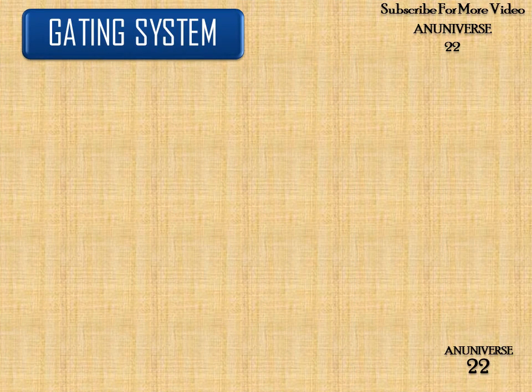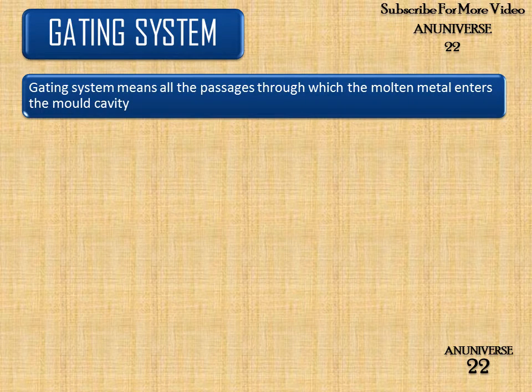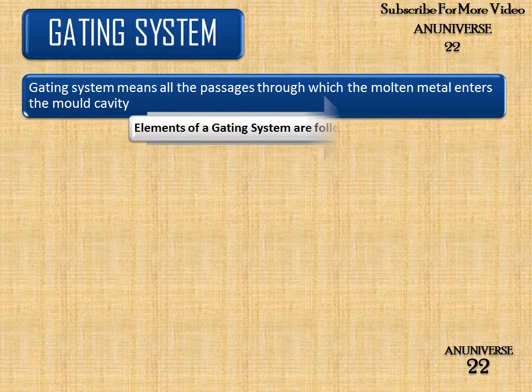Today we will discuss the gating system and its elements. Gating system means all the passages through which molten metal enters the mold cavity, and generally it includes some elements. The elements of the gating system are the following.